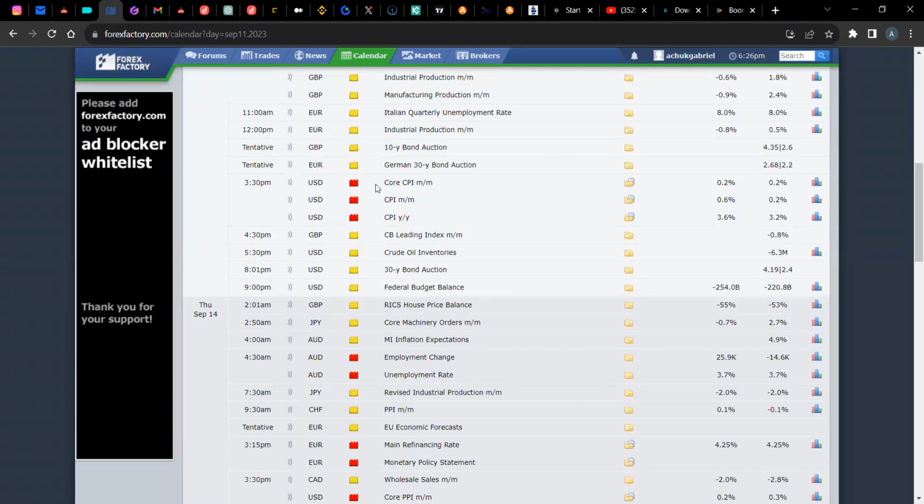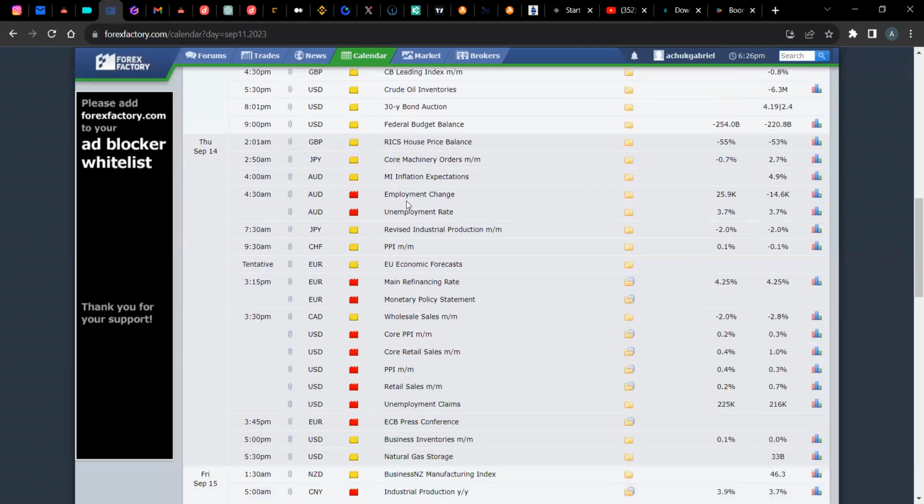So this is a very interesting week. We're going to have the CPI for the dollar. So will the CPI continue to facilitate the dollar strength because the dollar is currently strong, or will it give us some temporary dollar weakness? We shall have to see that. And then on Thursday, we have the employment change and unemployment rate for Aussie. And then we have the Euro main refinancing rate and monetary policy statement. And then we have CPI also.